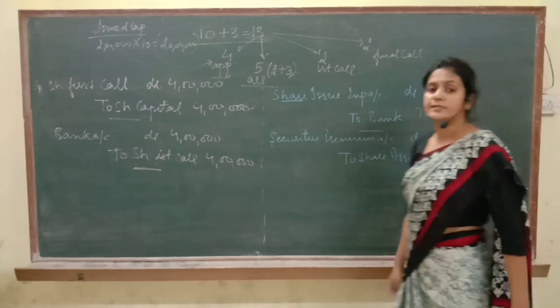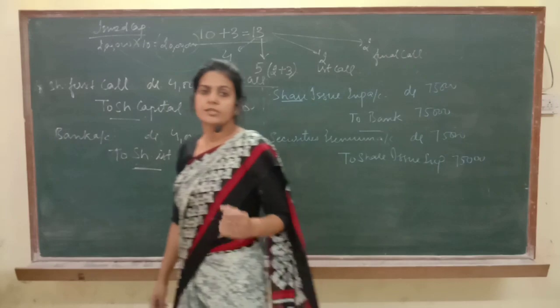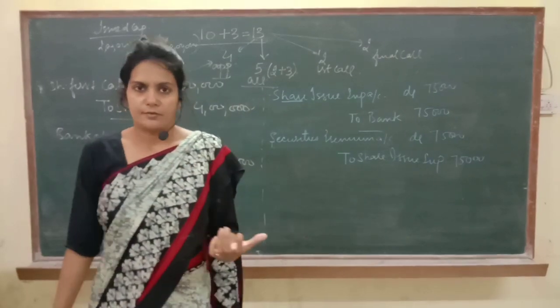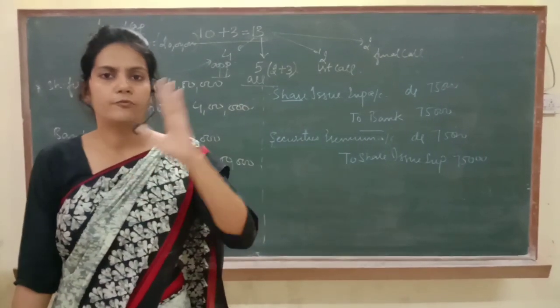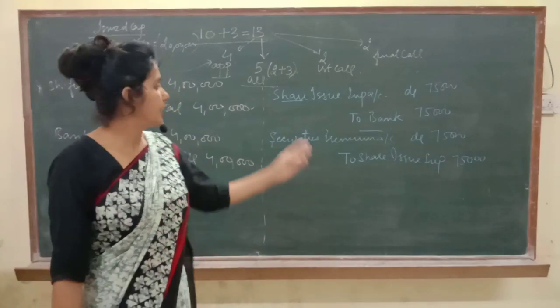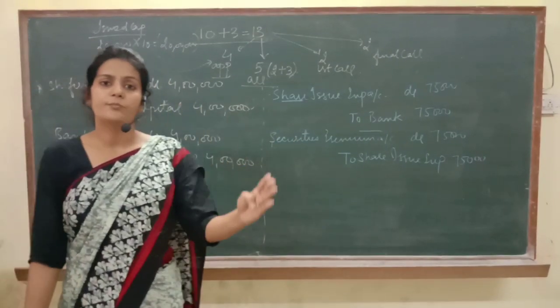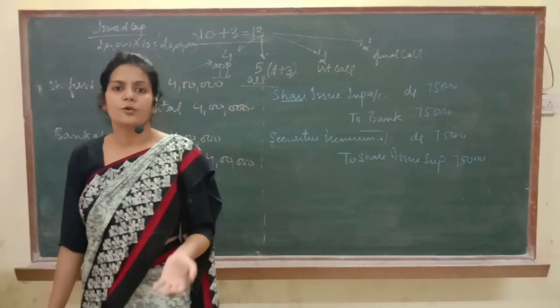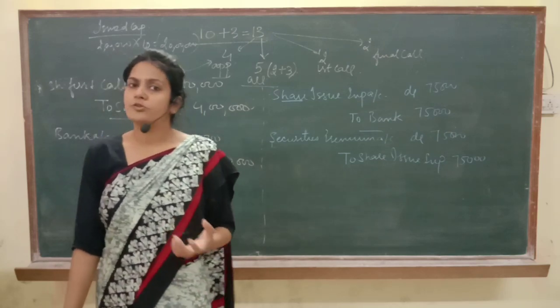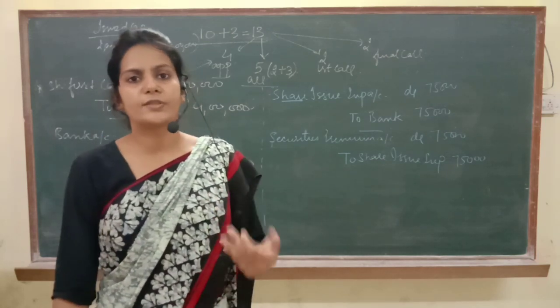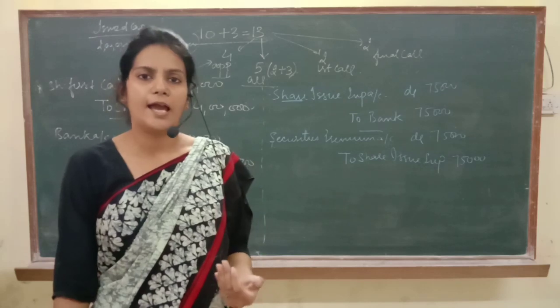So I hope this point is clear to everybody. See, shares can be issued at par, meaning face value is 10, market value is 10. Shares can be issued at premium, face value is 10, market value is 13. But now, shares cannot be issued at discount, as per the amendments in the Companies Act. Got it? Thank you.